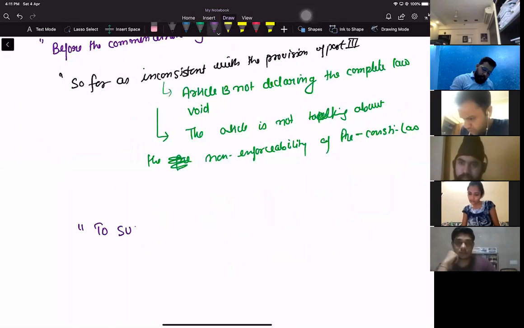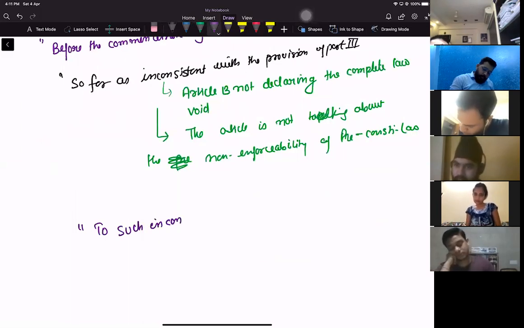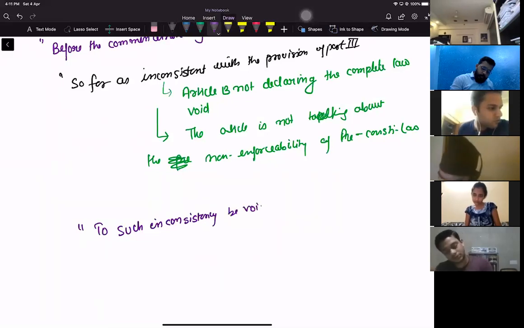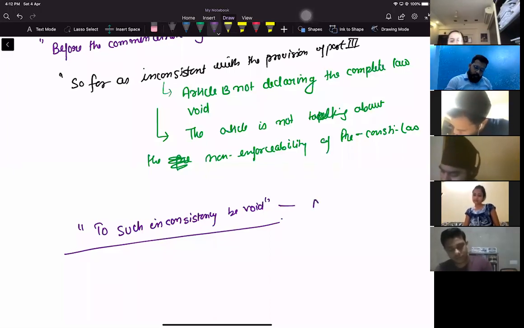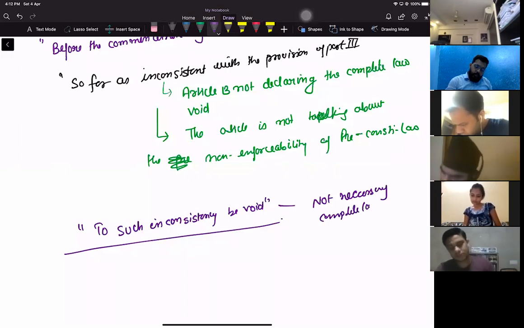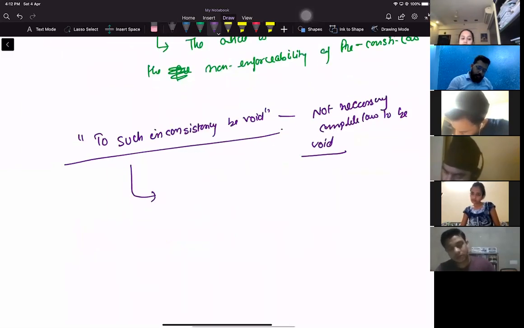To such inconsistency. Try to understand. To the extent of such inconsistency be void means it may be possible that the complete law may not be void. Some portion of that law may become void. It is not necessary for the complete law to be void. Some portion may be void.